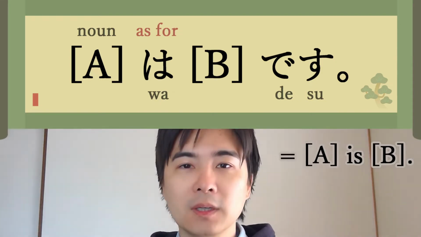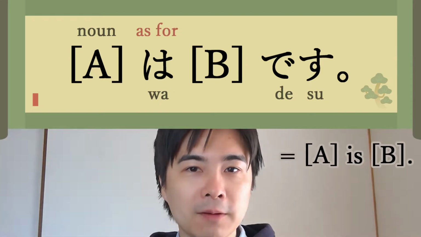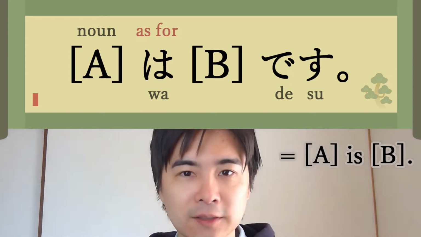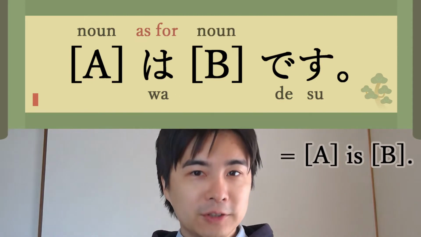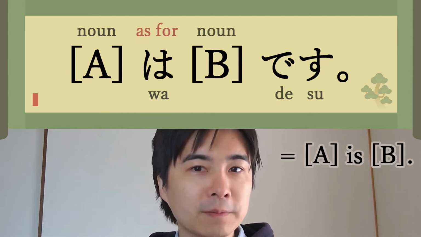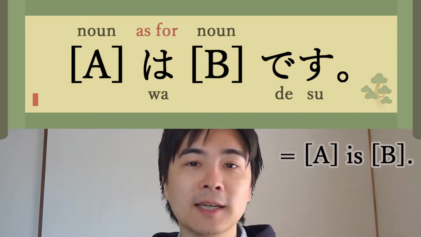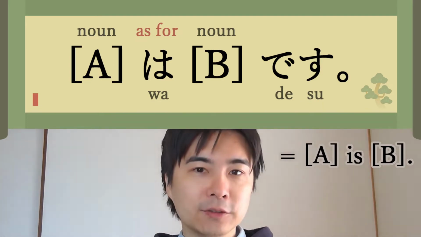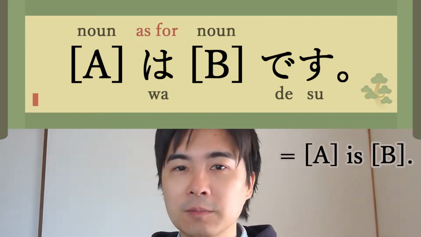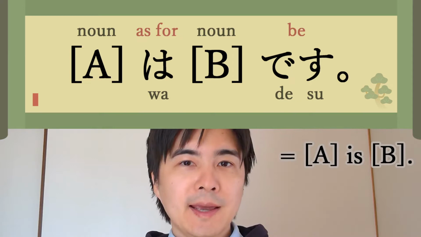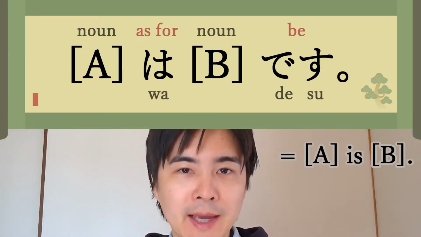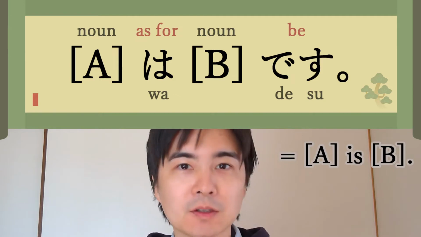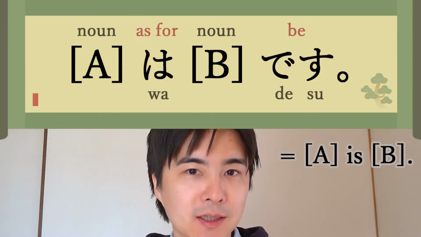In this sentence structure, B can be a noun or an adjective. But let's assume B is a noun for now. I will explain about adjectives in the following chapters. So for now, B is a noun. And です is a linking verb meaning B. So A は B です literally means as for A, it is B. So it means A is B.